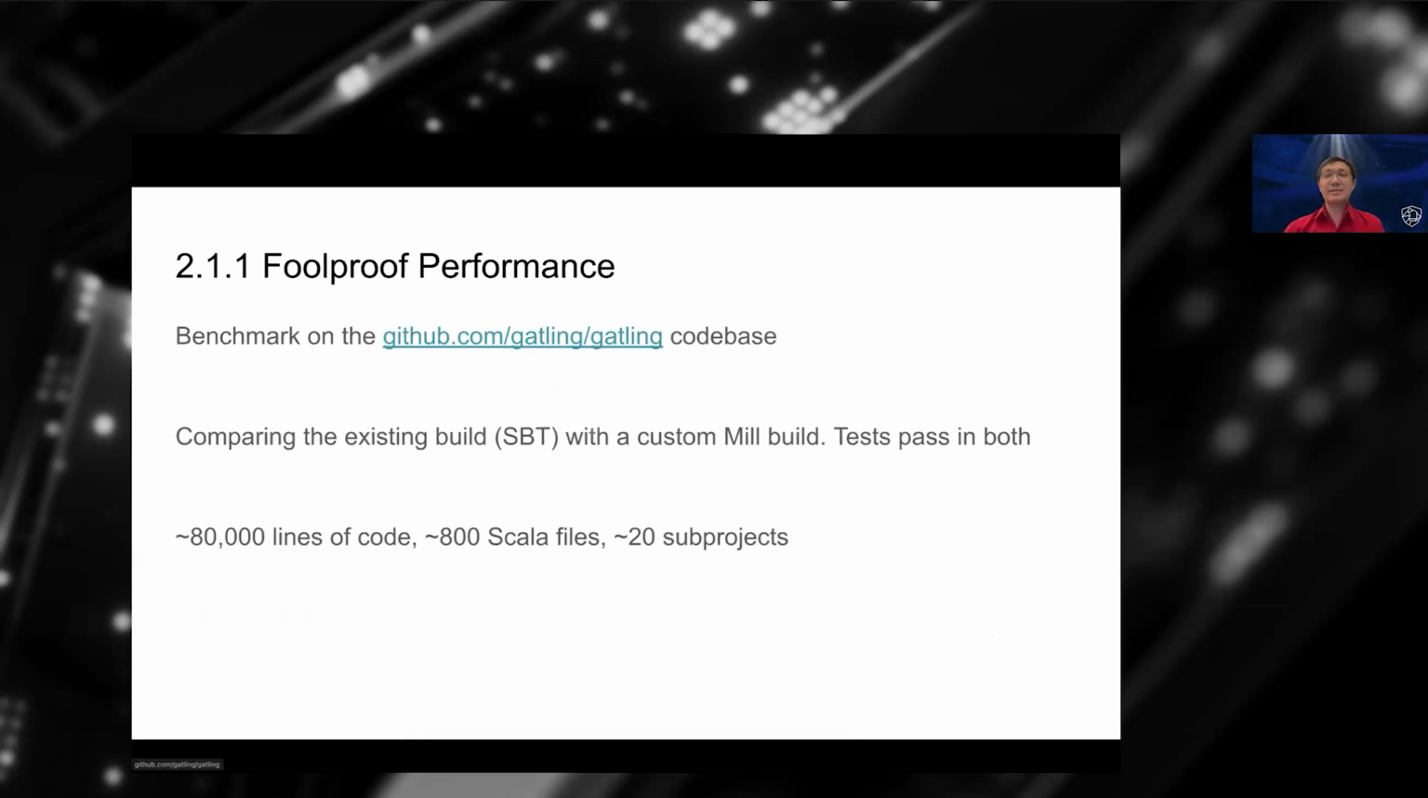Gatling has an existing build, which is in SBT, and we ported it manually to a Mill build. It took about an afternoon. The Mill build is not 100% complete, but it's complete enough that all of the Gatling code compiles, all of the Gatling tests pass, and it's enough for you to actually do real work with the Gatling code base using our new Mill build that took like 4 hours to write. Gatling is not a small project. We're looking at 80K lines of Scala code, 800 files over 20 sub-projects. So it's quite a meaty project, like most of the projects we use for our benchmarks and comparison.